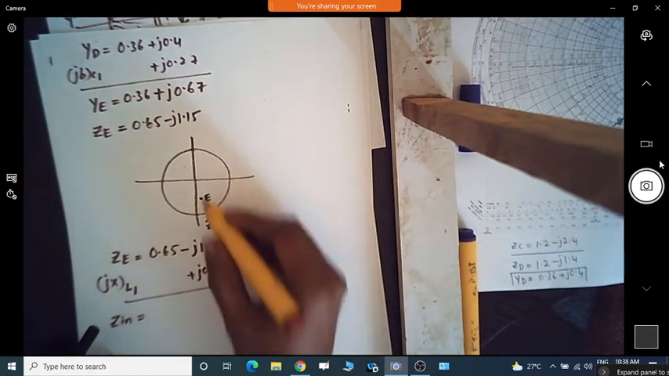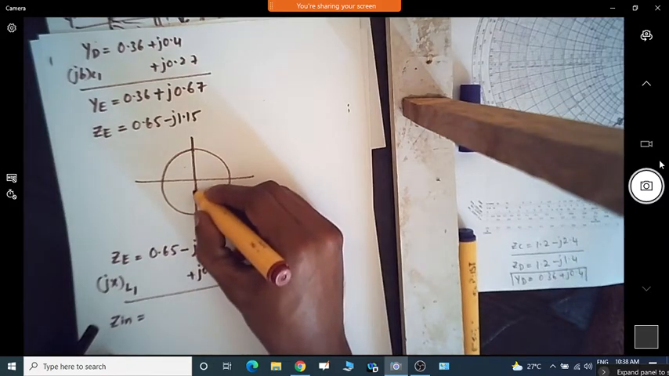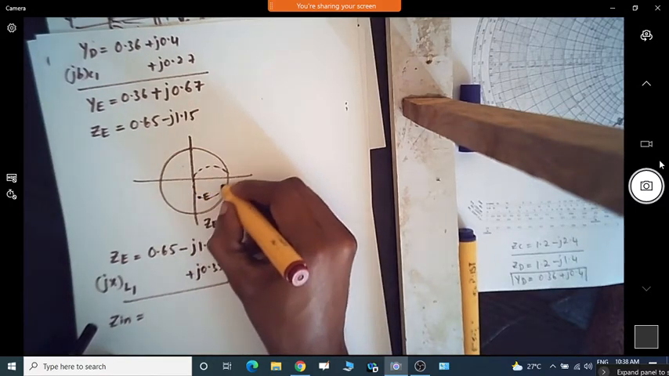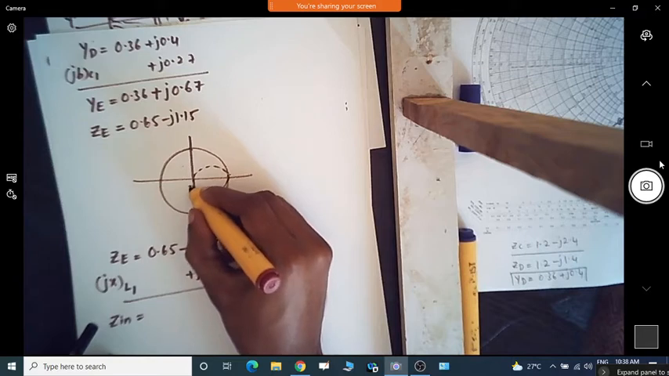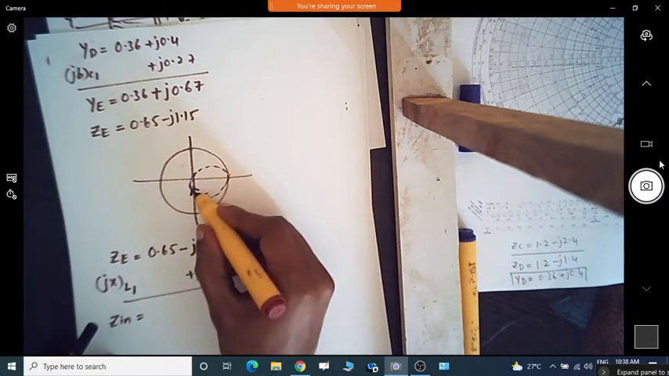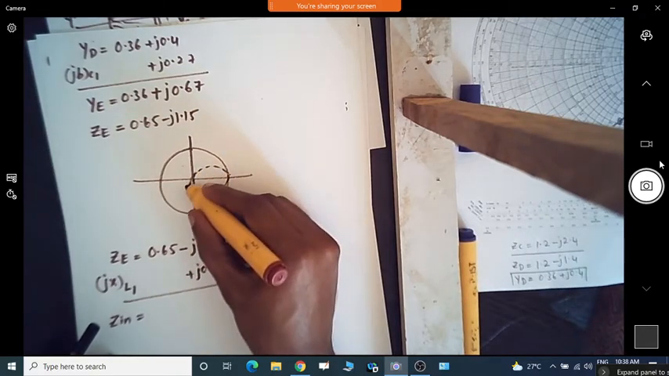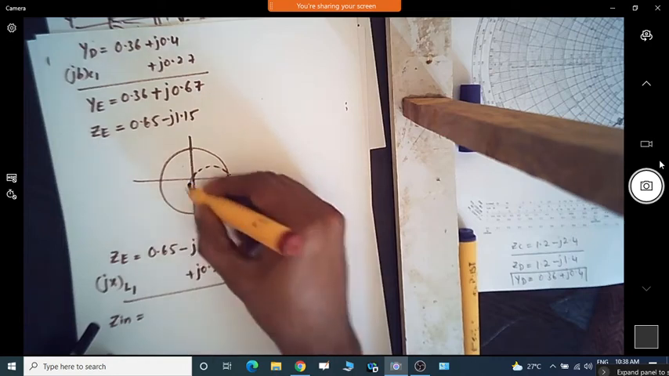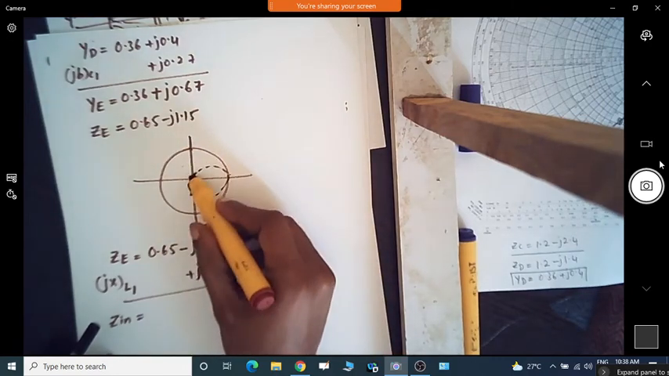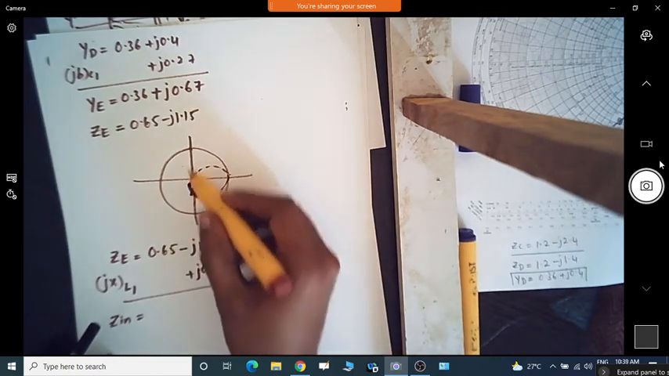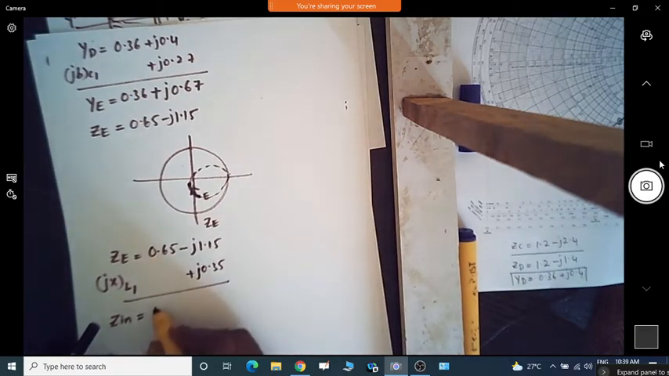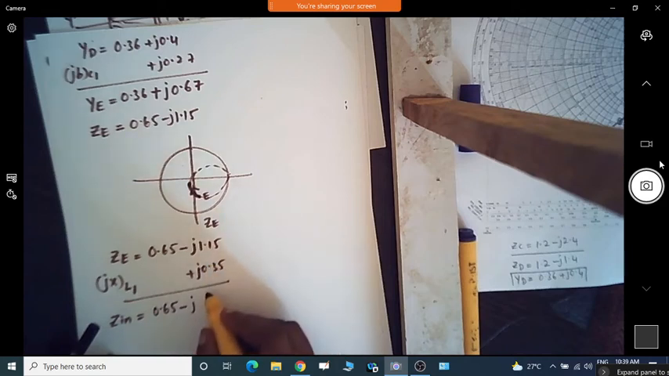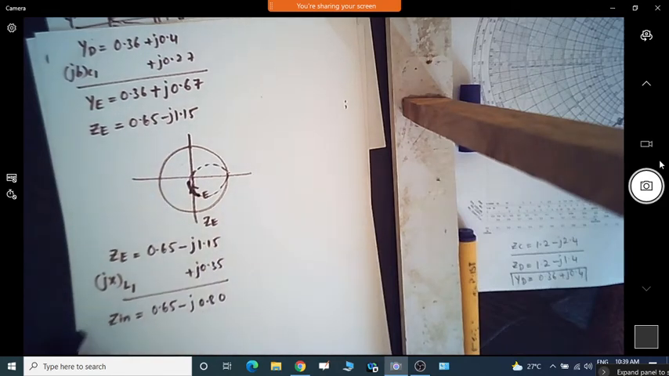Now, assume this is the resistance circle, and we are adding again the inductor. Since it is a series inductor, we have to move on the upper side of the resistance circle, so that we are adding the inductor. So we are going to get 0.65, minus j, so how much are we going to get? 0.8 we are going to get.